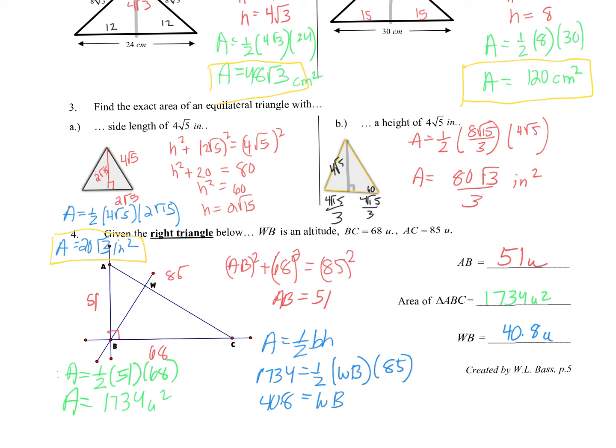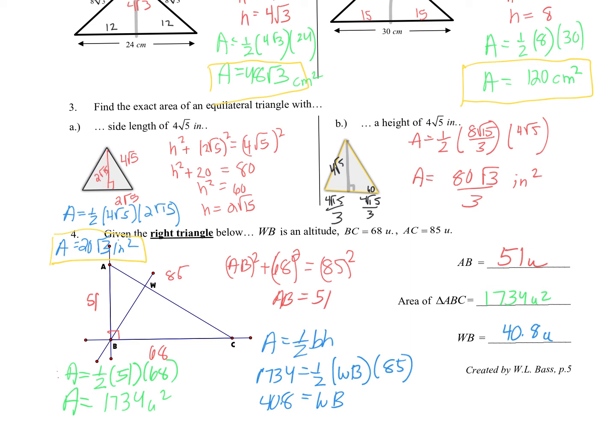So if I need to figure out this height here, I'm going to say that the height squared, I don't know what that is yet, plus 2 times the square root of 5 squared is equal to 4 times the square root of 5 squared. So you can see I end up with h squared plus 20 is equal to 80, and then h squared equals 60, which is going to give me 2 times the square root of 15 for the height.